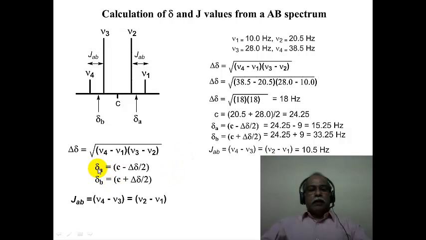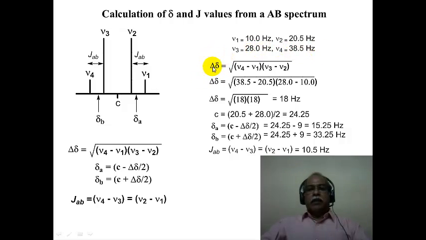Now, simply delta A would then be the center of the spectrum frequency minus delta delta divided by 2, and the chemical shift value of B would simply correspond to the center of the spectrum frequency plus delta delta divided by 2. The JAB we have already discussed as the difference between line 4 and 3, or the difference between line 2 and 1. Here is an illustrative example where 4 different frequencies of an AB quartet are given as 10 Hz, 20.5 Hz, 28 Hz and 38.5 Hz.